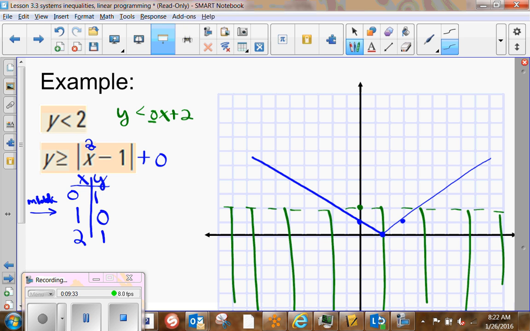0, 0 is out here. We'll test this one. So 0, 0. So 0 is greater than or equal to the absolute value of 0 minus 1. 0 is greater than or equal to 1. That's just wrong. 0 is not greater than or equal to 1. So that means 0, 0 is not part of the solution. So I'm going to shade inside the V.